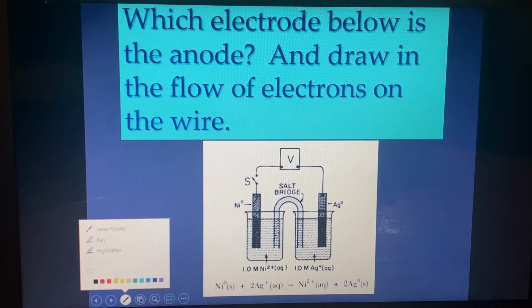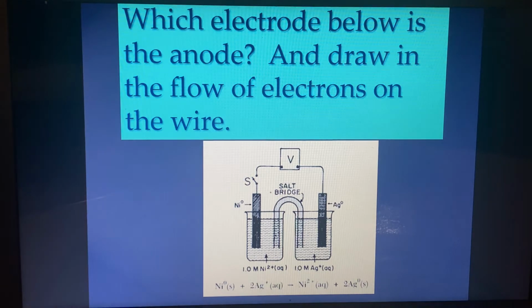Now, to draw in the flow of electrons, because nickel is more reactive, the electrons are going to flow like this, from left to right. They're going to go from nickel to silver, so silver is going to gain electrons. If you look down here at the reaction, you can use this to write the half reaction.